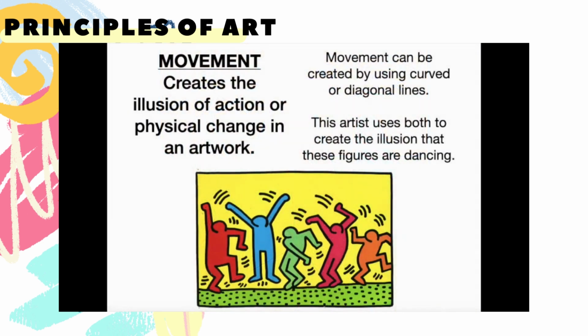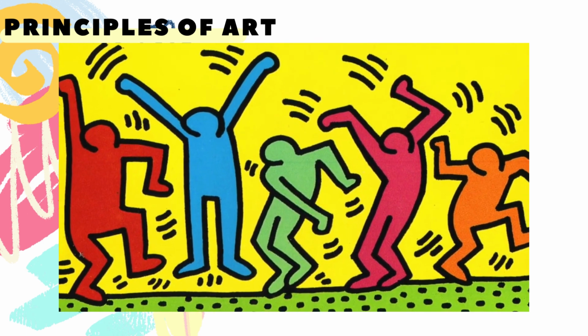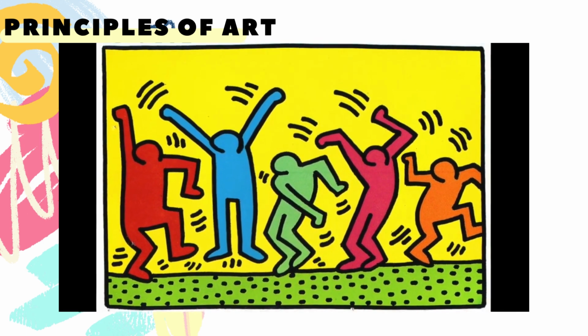Movement. Movement creates the illusion of action or physical change in an artwork. Movement can be created by using curved or diagonal lines. This artist uses both to create the illusion that these figures are dancing.